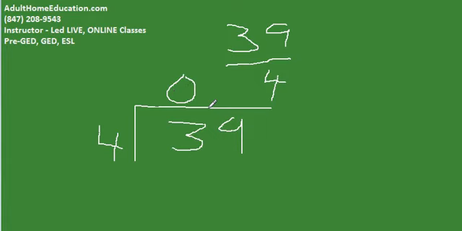Well, let's find out. 4 times 10 is 40, right? So that's no good. So let's go to 4 times 9. And this is where you need to remember your multiplication tables, right? So 4 times 10 is 40, so it's more likely that 9 is going to work. 9 times 4. And can you tell me that?